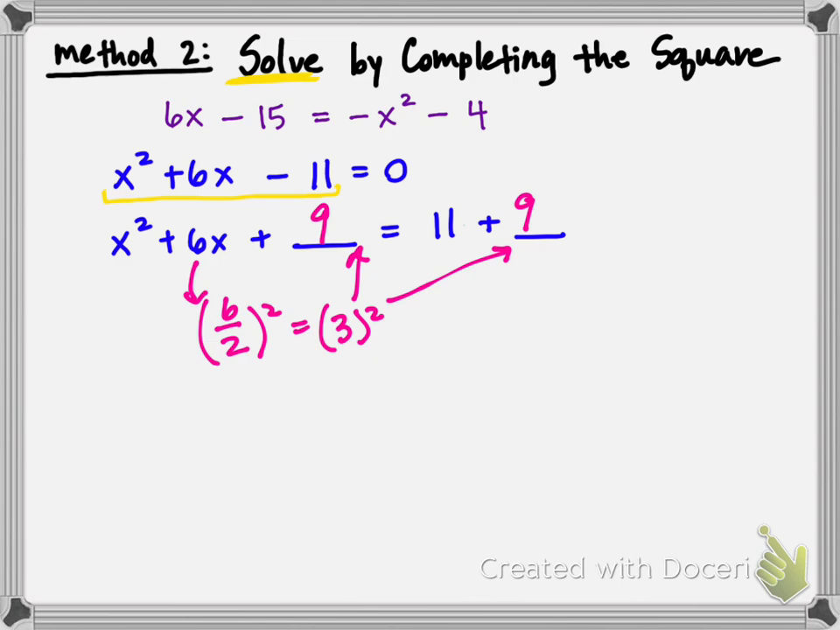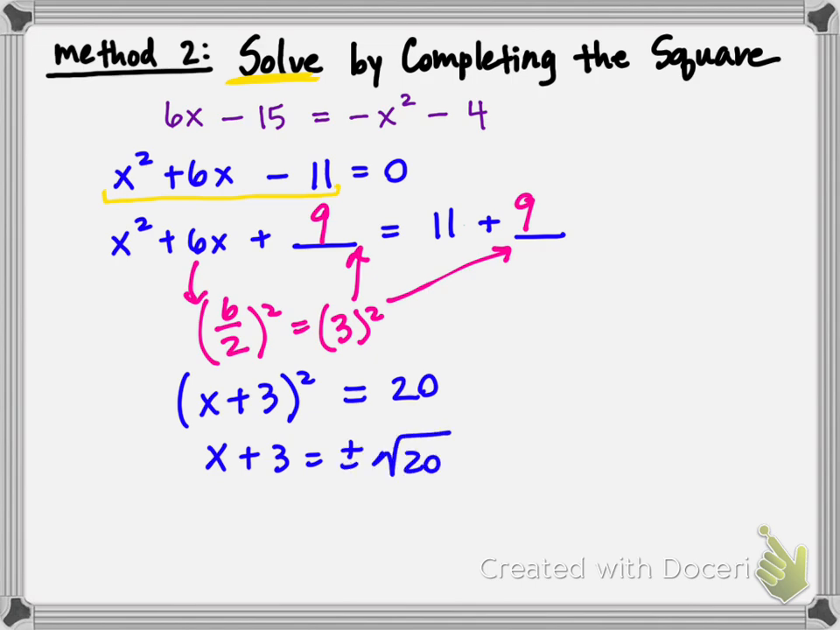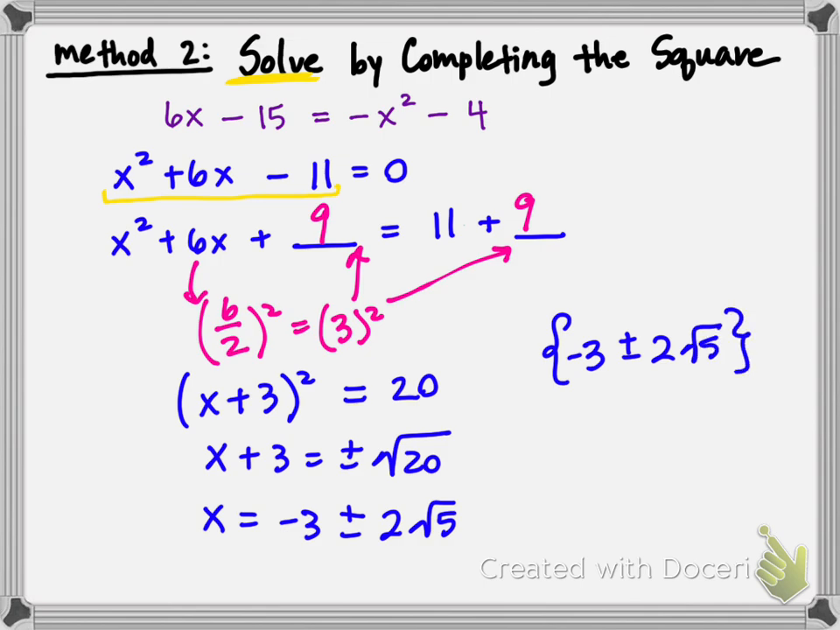Now, remember when we said trinomial, well, now can you factor that trinomial? The left side would factor to x plus 3 quantity squared, and that's going to equal 11 plus 9, which is 20. Look at this, it looks like a solve by square root method now, so we want to square root both sides. We have x plus 3 is equal to plus or minus the square root of 20. And then from there, x equals negative 3 plus or minus. Now, root 20 can be simplified to 4 times 5, so we have 2 root 5. Your final answer would be negative 3 plus or minus 2 root 5.